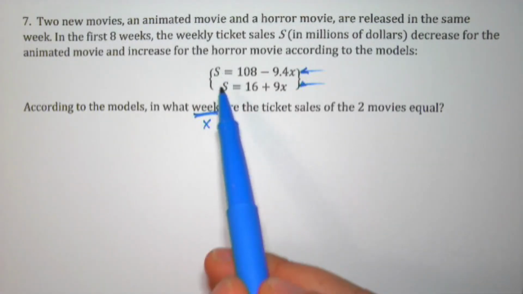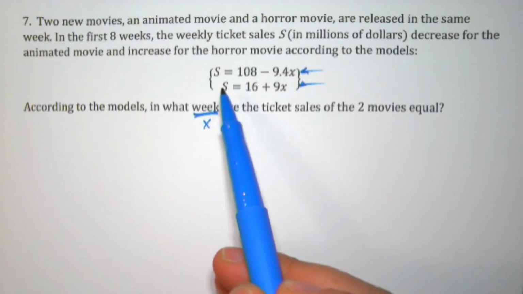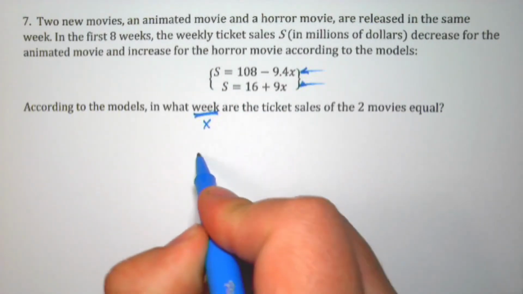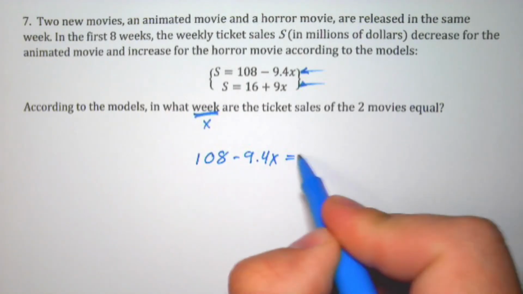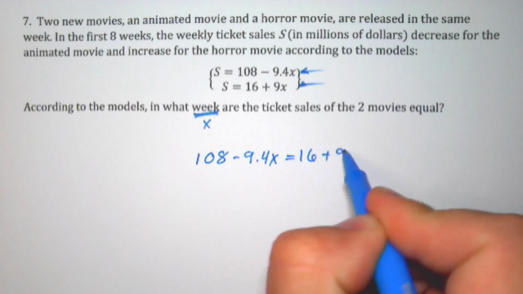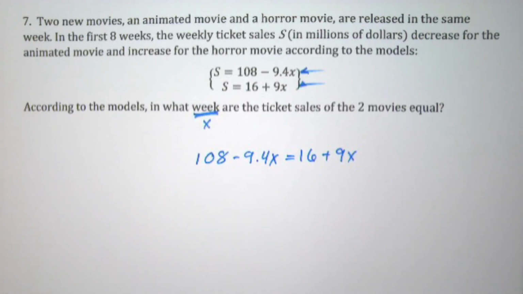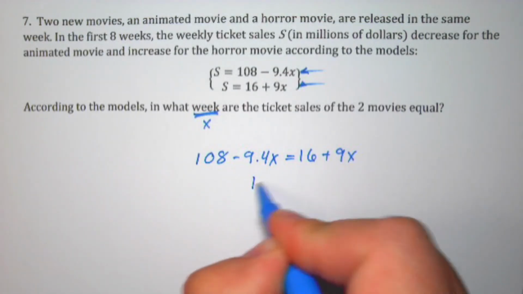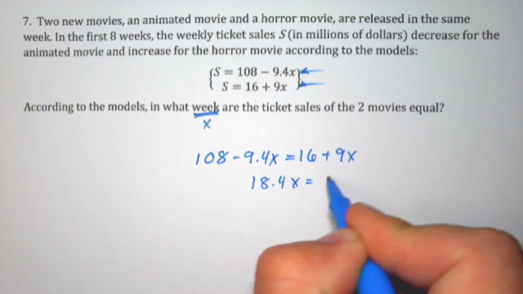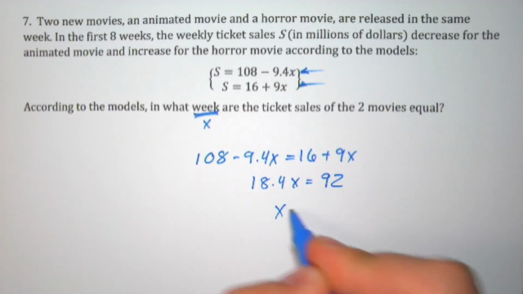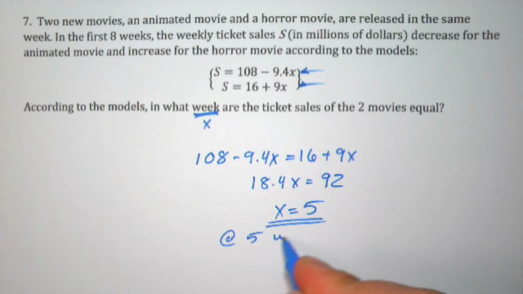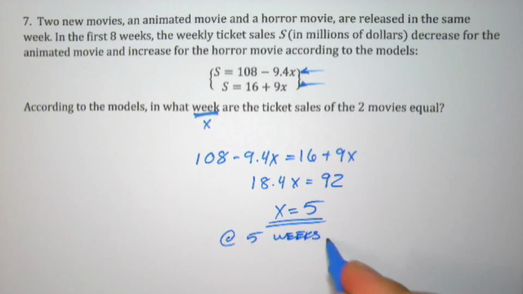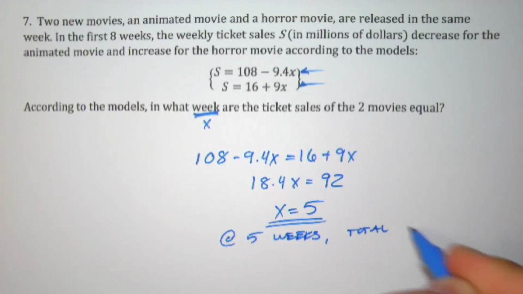Well, we can just set the sales equal to each other and find out when that happens. So we have 108 minus 9.4x equal to 16 plus 9x, and we're just solving for x from there. So we end up with 18.4x equal to 92, and then finally, x is 5. So that tells us at 5 weeks, the total sales are equal.